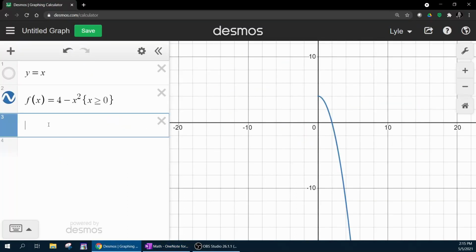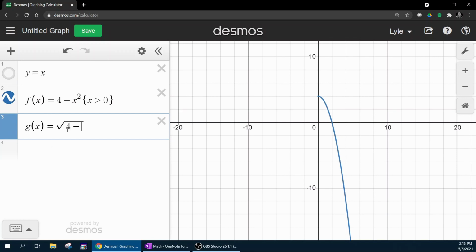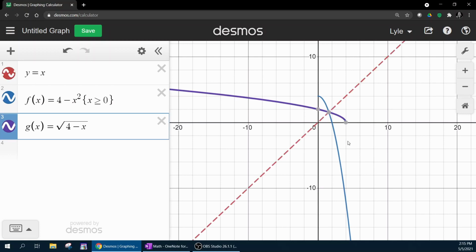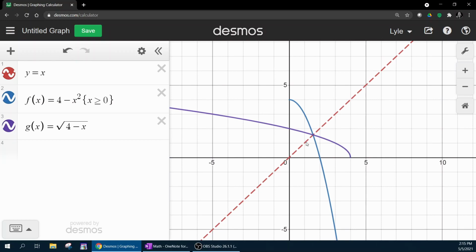So what I want to do in Desmos first is sketch the graph of the inverse function. I'm going to call it g of x. You can call it whatever you want. And that is the square root of, we have a square root symbol here, the square root of 4 minus x, and then I'm going to turn on my line of symmetry, and if I scroll in and have you look at that, do you see how they have the reflective symmetry, the fold symmetry?